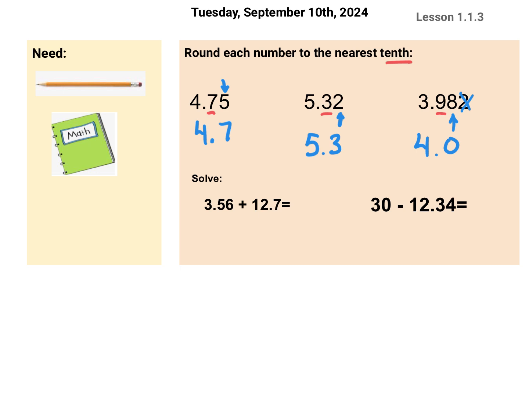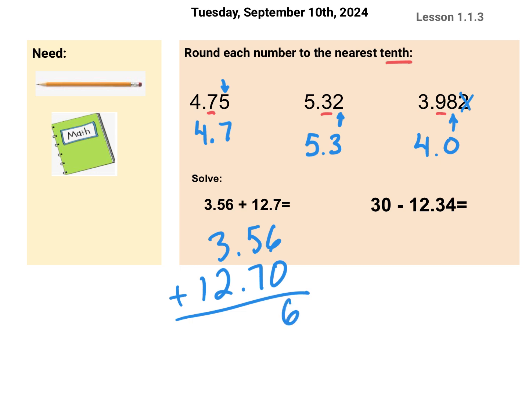Then solving your decimals. Remember when you're doing decimal operations, line up those decimal points. So hopefully you set your problem up this way, and then we pay attention to the operation. This problem is addition. So solve your problem and drop your decimal straight down, 16 and 26 hundredths.